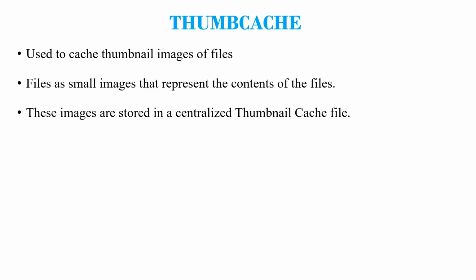The next artifact is thumb caching. It is used to cache the thumbnail images of files. The files are displayed as small images which represent the content of the file, and the images are stored in a centralized thumbnail cache file.